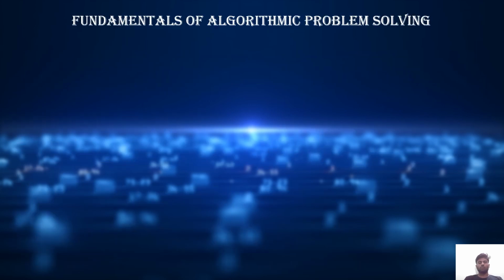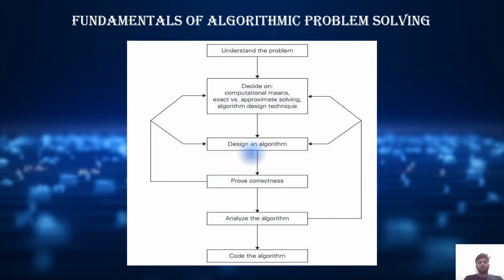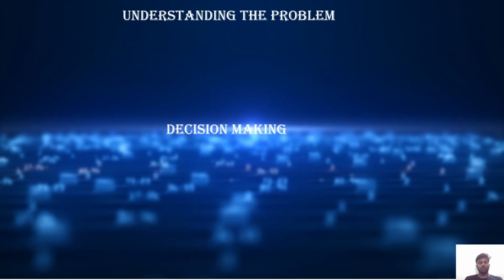Fundamentals of algorithmic problem solving. First, understand the problem and then decide on the computational means, exact versus approximate solving, and algorithm design technique. Then we will move on to the design of an algorithm. After that, prove correctness and analyze the algorithm. Then execute the code of the algorithm.